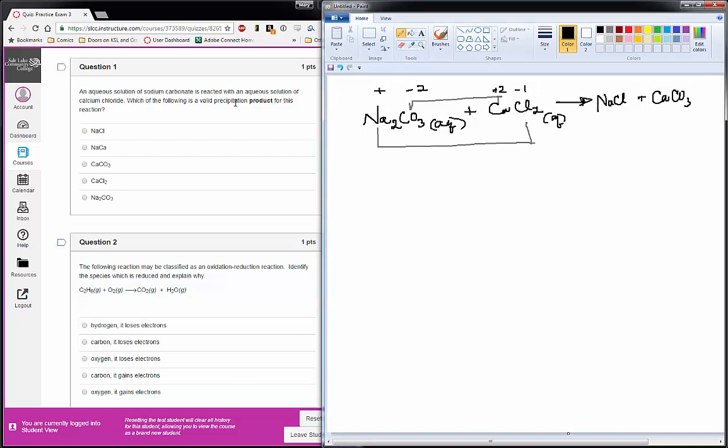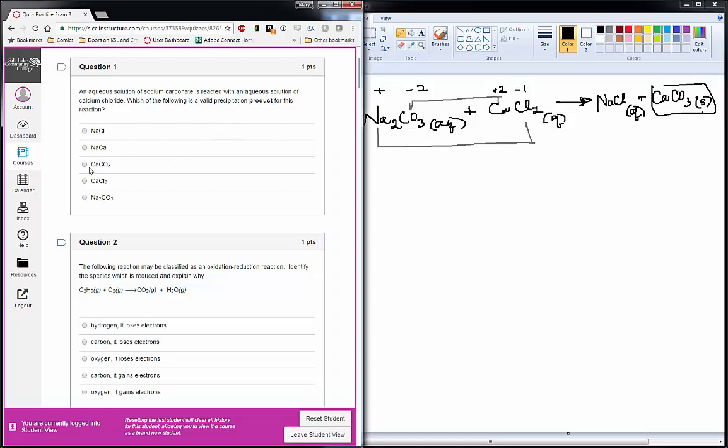And now the question is, which is the valid precipitation product? And according to our solubility rules, which you must memorize, all group 1 ions are soluble, so that would definitely be soluble. And neither calcium nor carbonate are on our list of things which are soluble, so we're going to assume that that is our solid precipitate. So this is the answer they're looking for, calcium carbonate, right there.